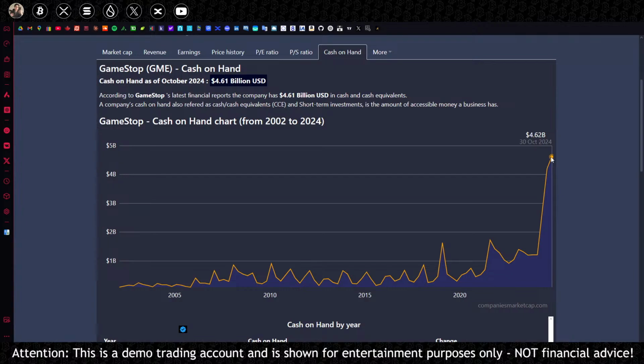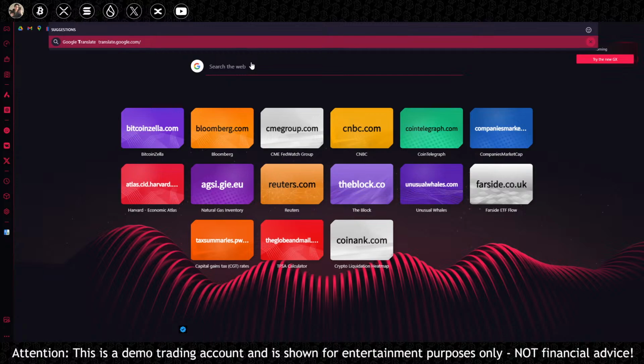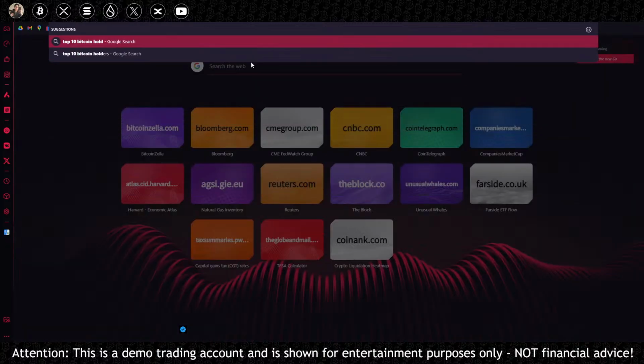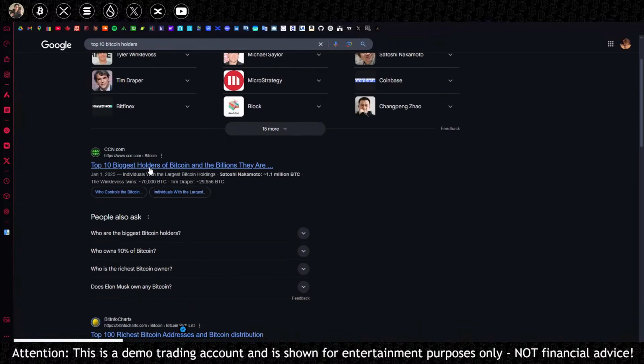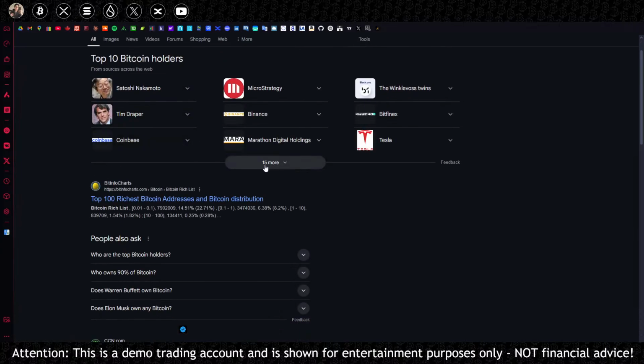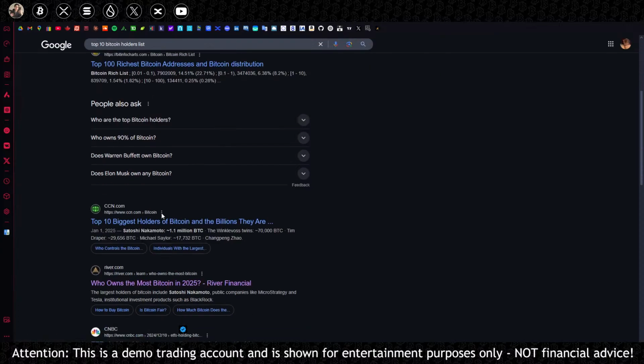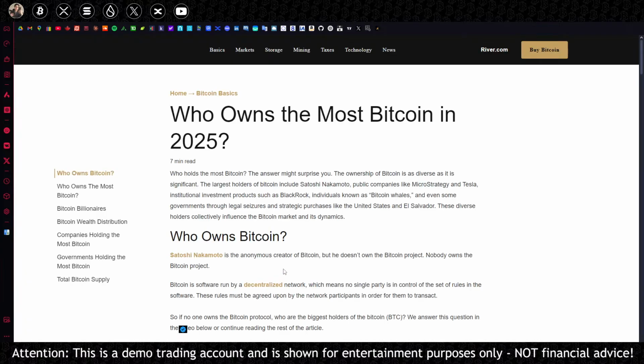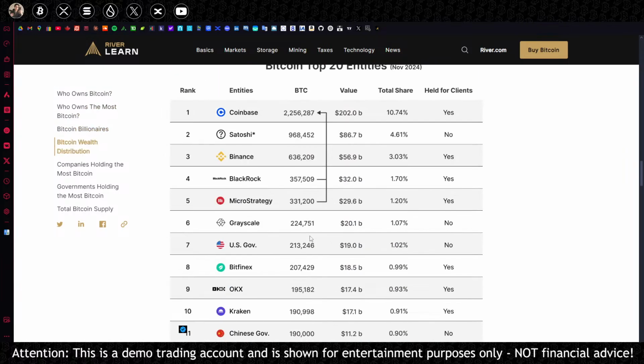That's just insane work. If GameStop were to invest its $4.6 billion cash reserves into Bitcoin, it would acquire approximately 48,000 Bitcoins. Do you know how much that is? Top 10 Bitcoin holders. List. Come on. I think this is where I saw it.